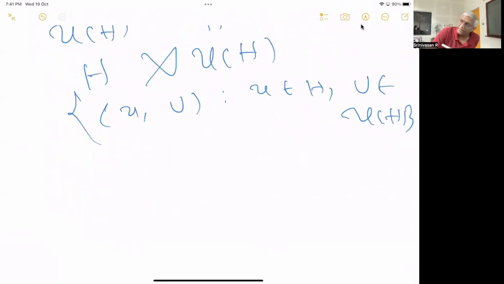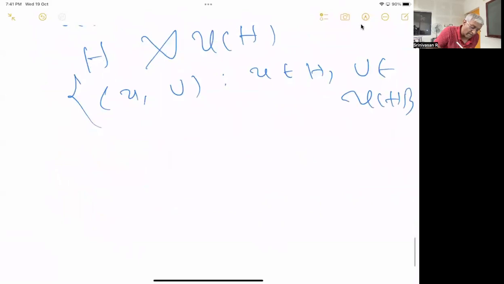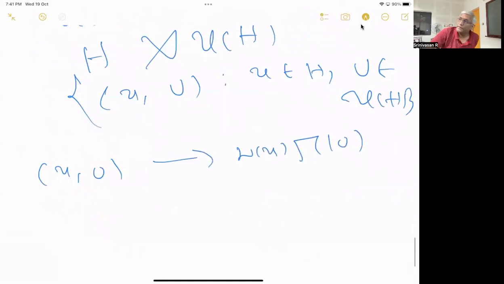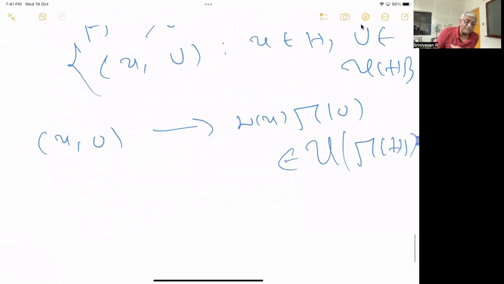So you can have a semi-direct product. Now you consider this map, U going to W of U, gamma of U. This is in B of H, unitaries in fact. Unitaries in gamma of H. This gives a representation of the semi-direct product.